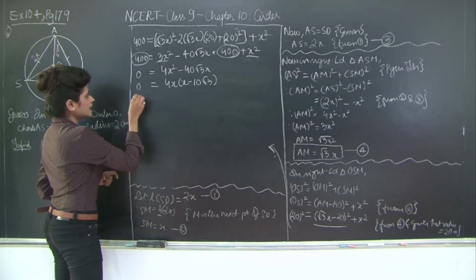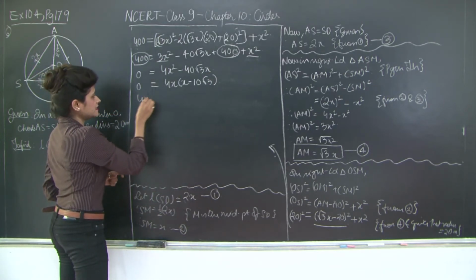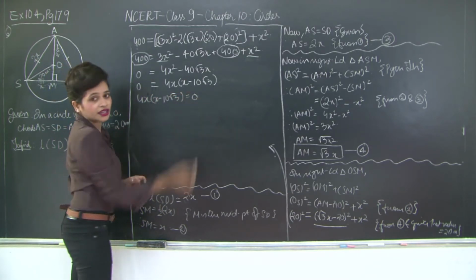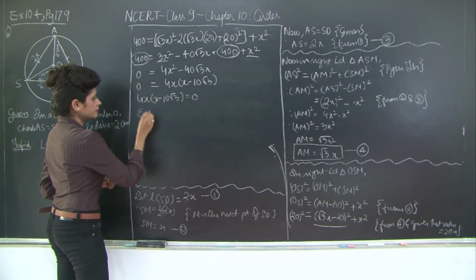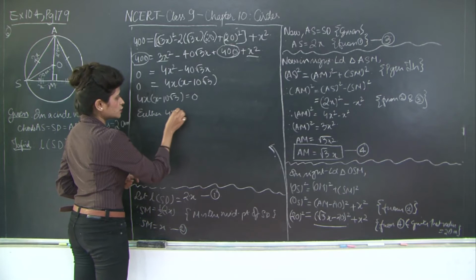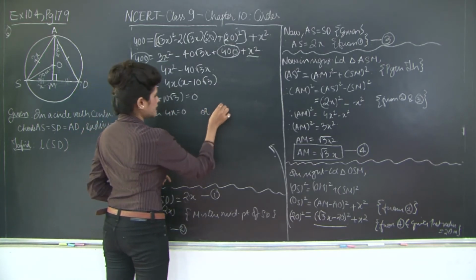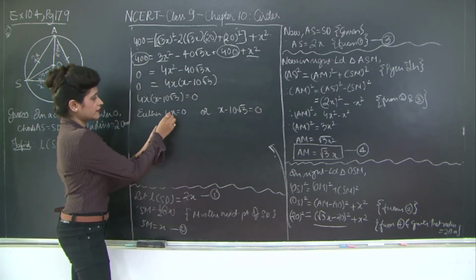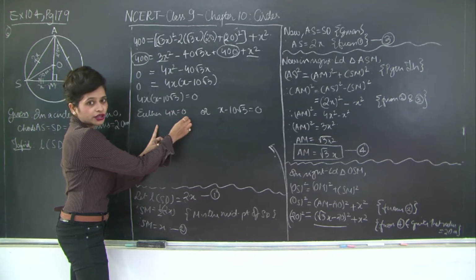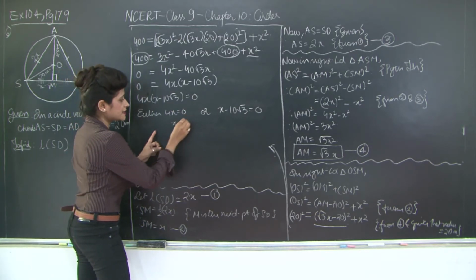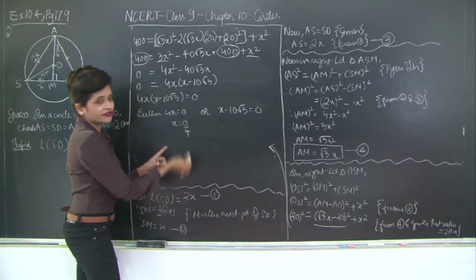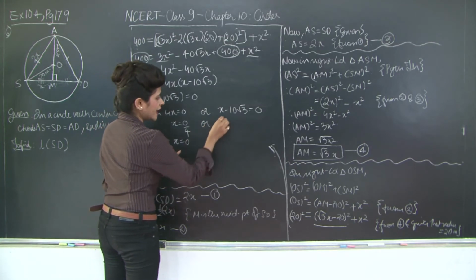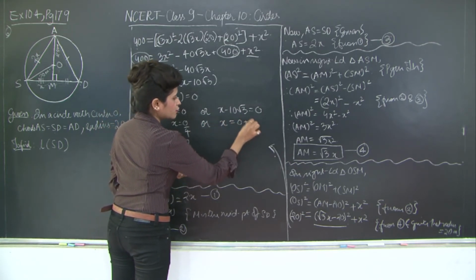This means that, let's rewrite this. In fact, we'll swap the sides. So I get 4x into x minus 10 root 3 is equal to 0. Now this means that either 4x is equal to 0 or x minus 10 root 3 is equal to 0. So now 4 is getting multiplied with x, therefore it will come on the right hand side and divide 0. So x is 0 upon 4. 0 divided by any number, you get the answer as 0. So x is 0, or you have x is equal to 0 plus 10 root 3.